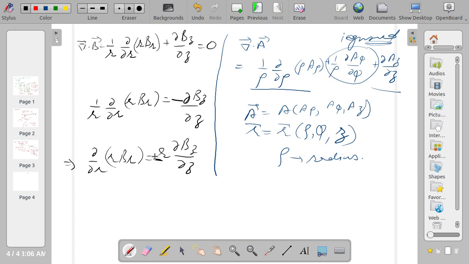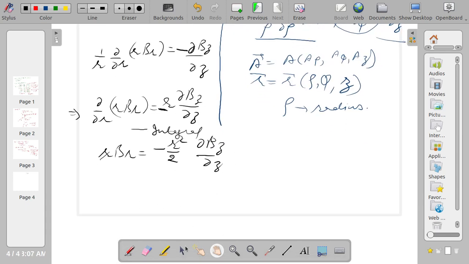So, not neglecting, but taking integral on both sides. If I take integral, then R B_R must be equal to minus R square by 2 ∂B_Z/∂Z. Here what we have done, we have taken the integral, and this R will cancel out with it. So it means that B_R is nearly equal to minus R by 2 ∂B_Z/∂Z.